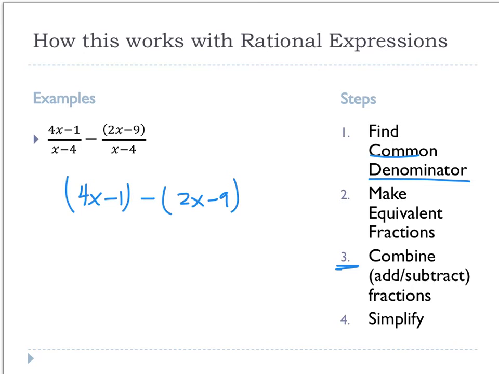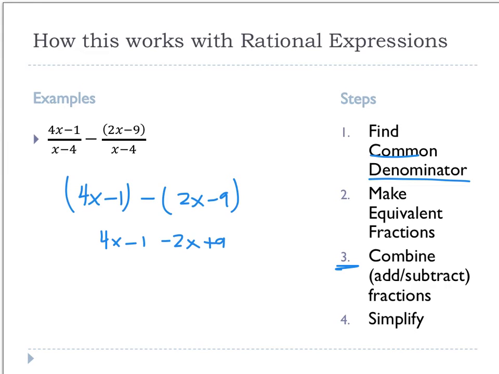Now we have to make sure that when we're dealing with subtraction, we subtract them like they're polynomials. Just like what we did earlier, we're probably going to end up distributing our negative here. Whenever we're working with subtraction, we have to be very careful. So we can say this is 4x minus 1 minus 2x plus 9, and then I can simplify by combining my like terms.